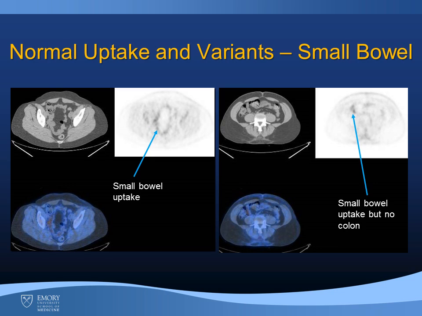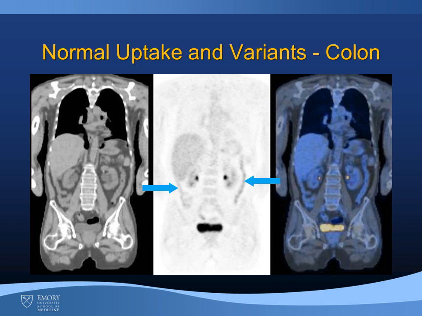This is just an example of various degrees of small bowel and large bowel activity in this study, and here as well. Here is a collapsed colon, just with normal low-level activity and a normal appearing colon.